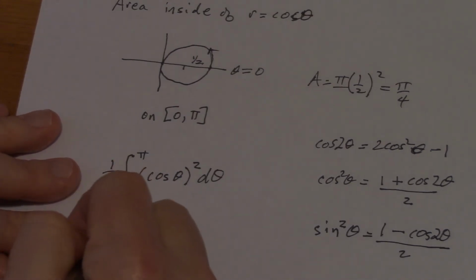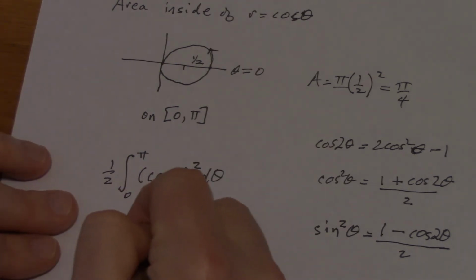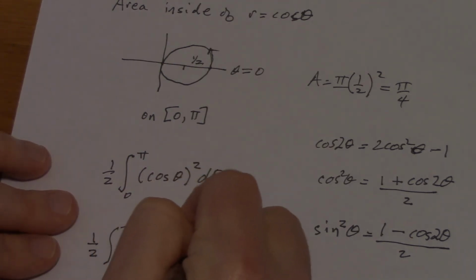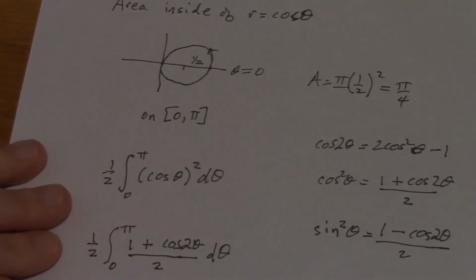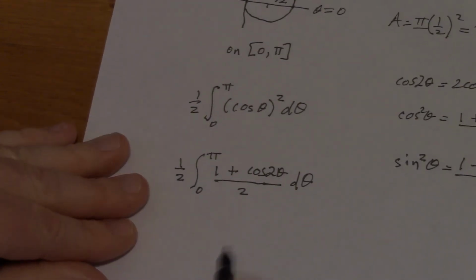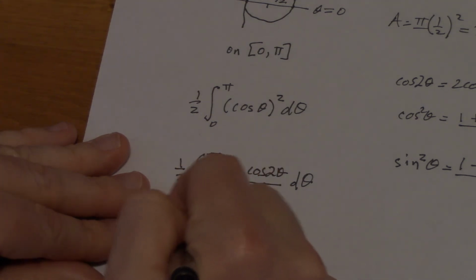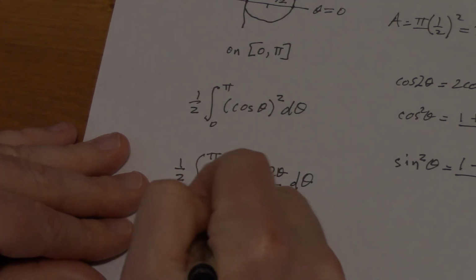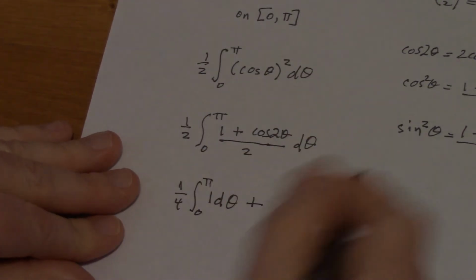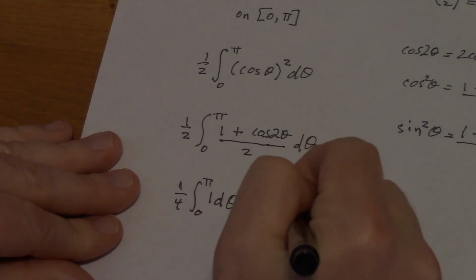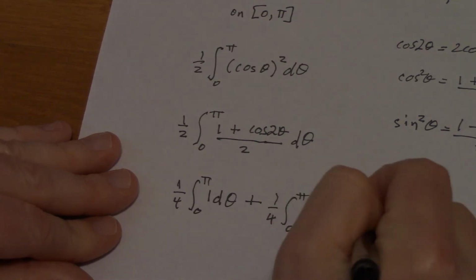So back over here, we're going to change this into 1/2 integral from 0 to pi of 1 plus cosine 2 theta over 2 d theta. And this is where the fun comes in. I'm going to split this integral up, and this is going to be 1/4 integral from 0 to pi of 1 d theta, plus 1/4 the integral from 0 to pi of cosine of 2 theta.